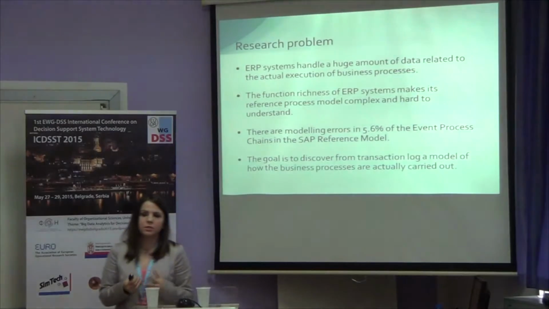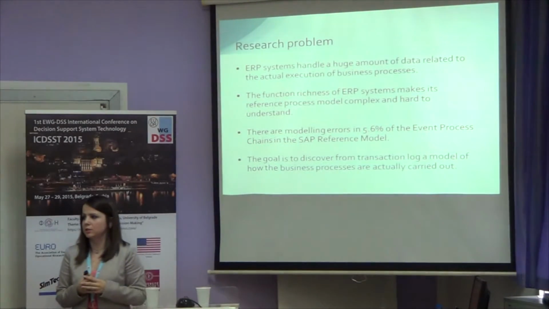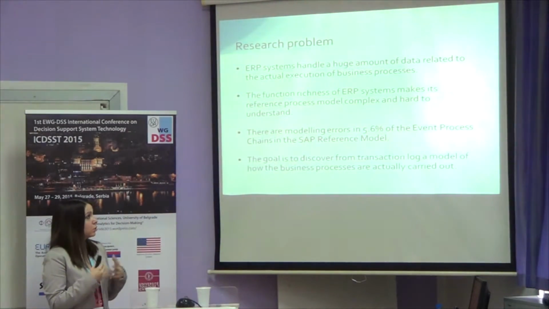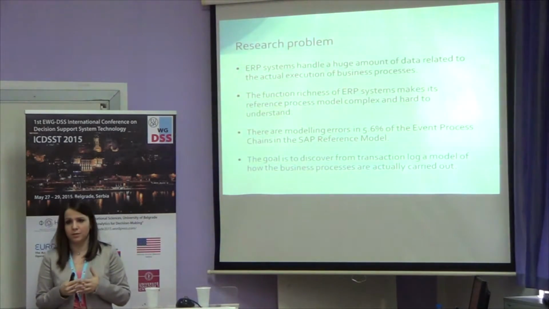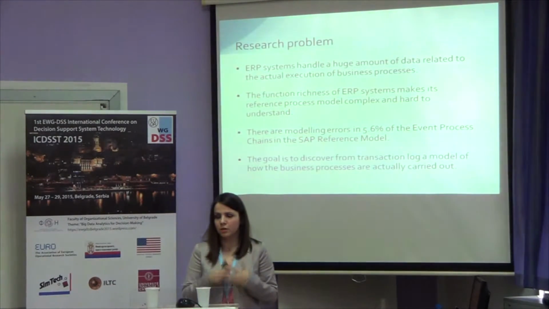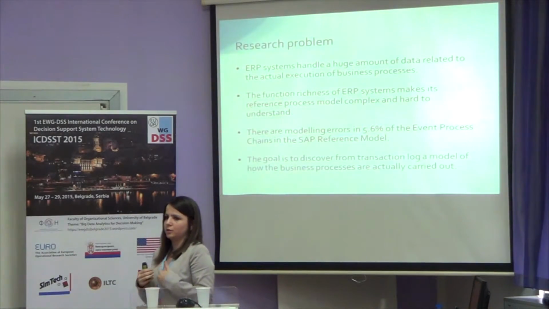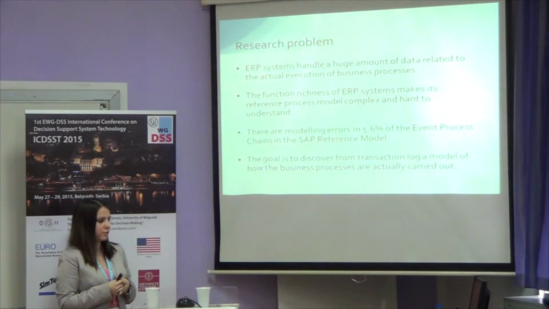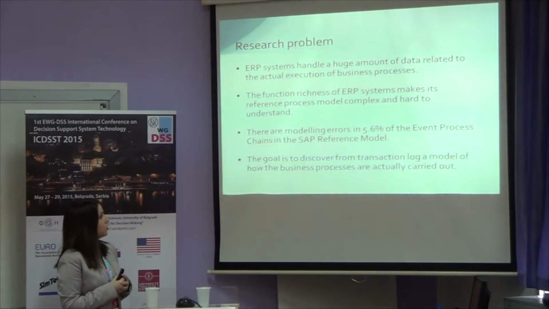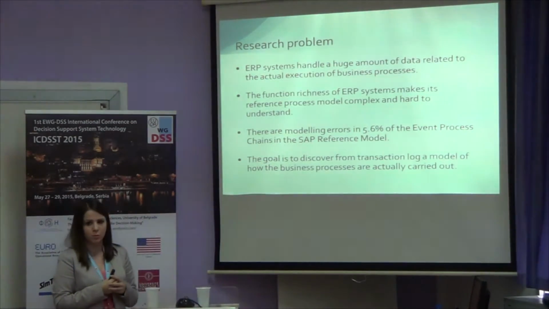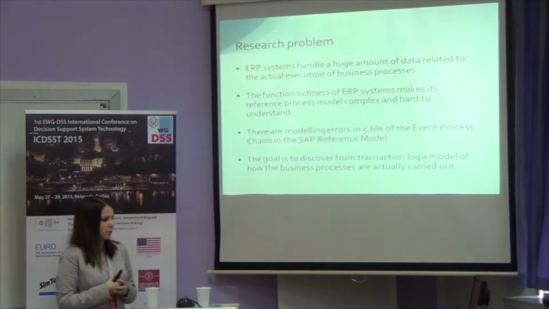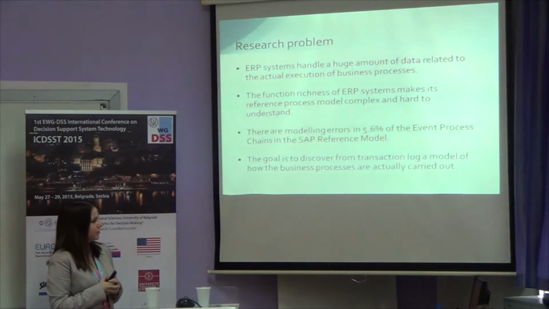Organizations adopt ERP systems to integrate all data and all business processes in one single database. An ERP system handles a huge amount of data related to the actual execution of business processes. But the problem is that the reference process models are very complex, and we can also find modeling errors. For example, there are modeling errors in 5.6% of the event process chains in this SAP model, which is widely used on the market. So there are modeling errors in this reference model.